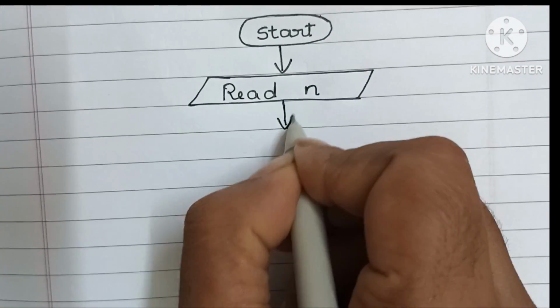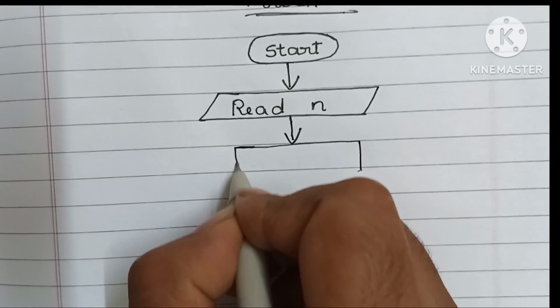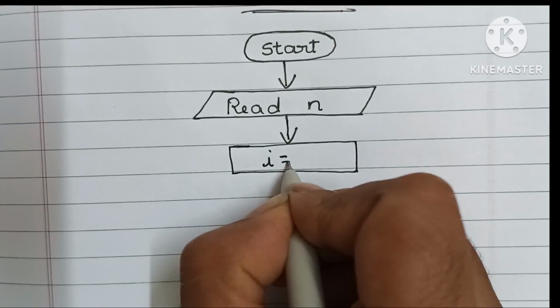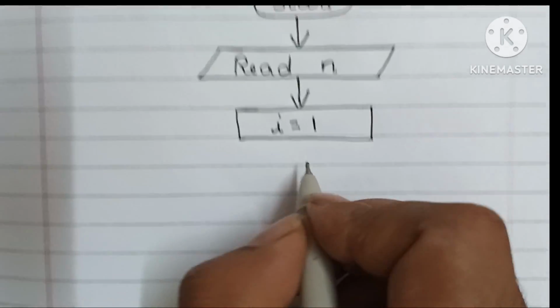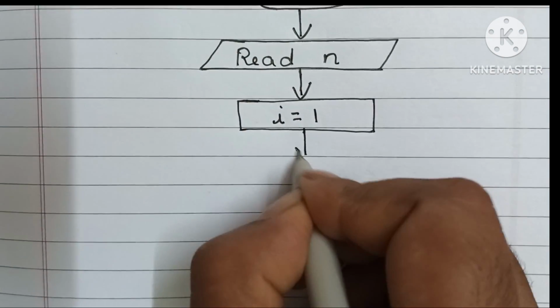Next, we have to declare the I value. Declaration is done within a rectangular shape. Within that we have to write I is equal to 1.